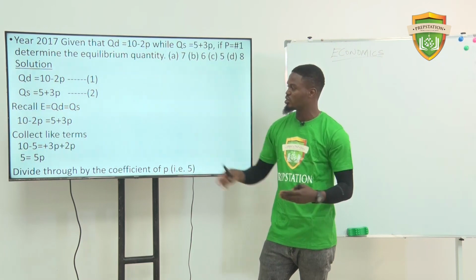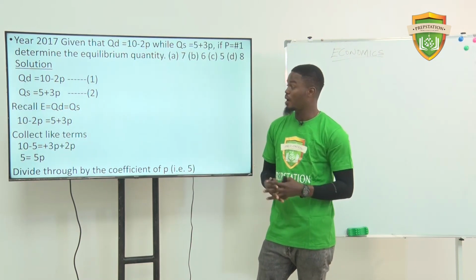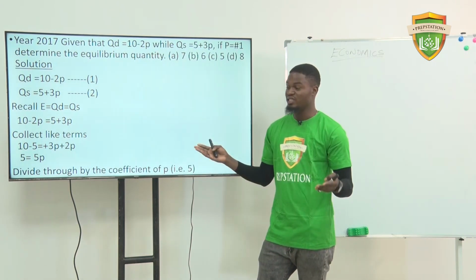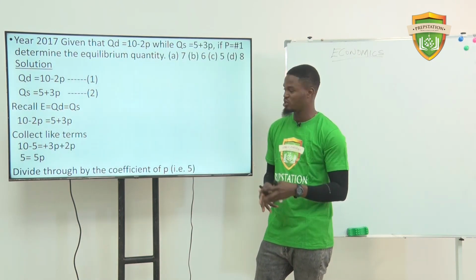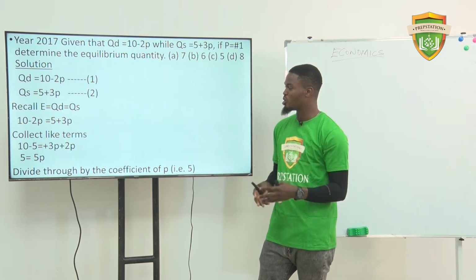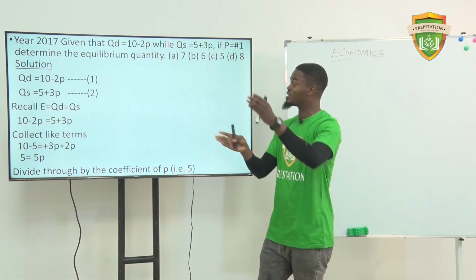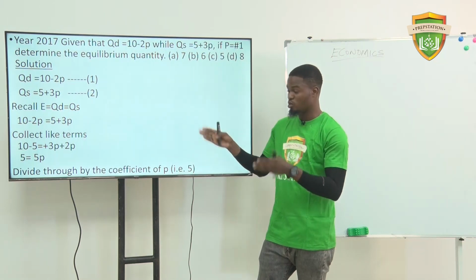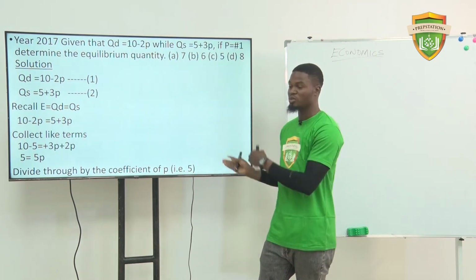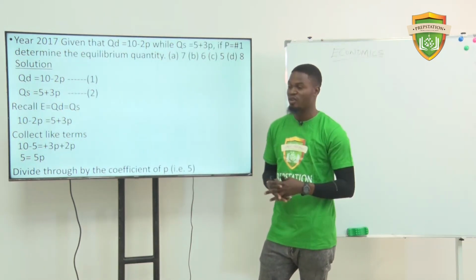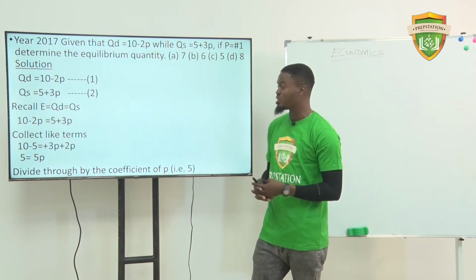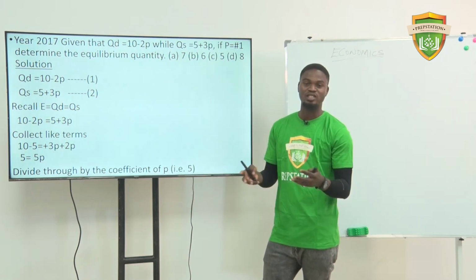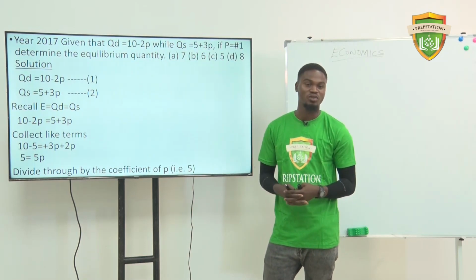So you bring the two, here you have 10 minus 2p equals 5 plus 3p. And the next thing you do is you collect your like terms. So what are the like terms? Whole numbers go to one side, and the ones with variables come to the other side. So 10 minus 5 will give you 5, while 3p plus 2p will give you 5p. The next thing is to divide through by the coefficient of p.